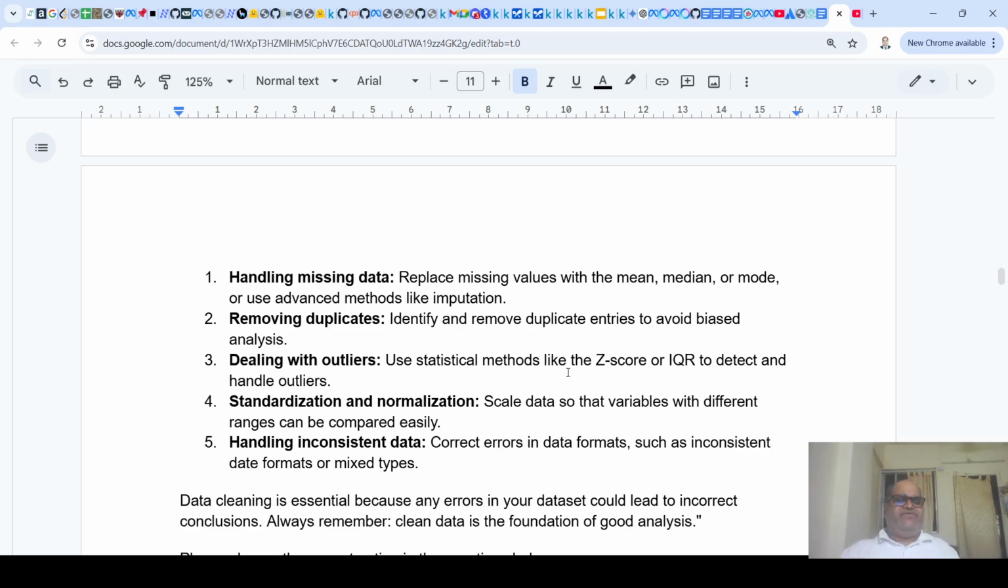So just to summarize, once you come to data cleaning: handling missing data, removing duplicates, dealing with outliers, standardization, normalization, and handling inconsistent data. These will be typical common steps. And out of these, handling missing data, dealing with outliers, and standardization and normalization are more important than others.